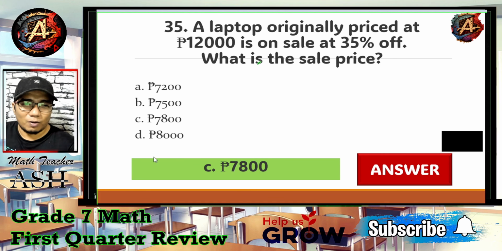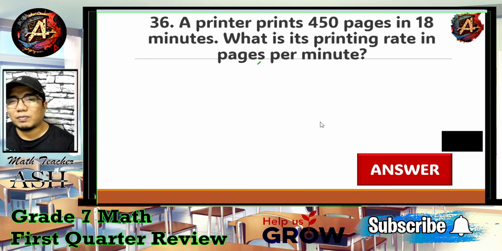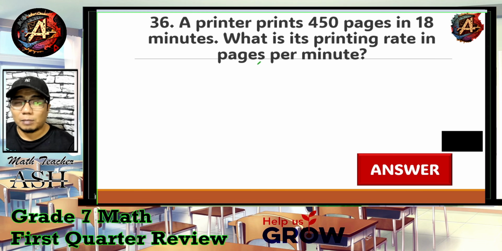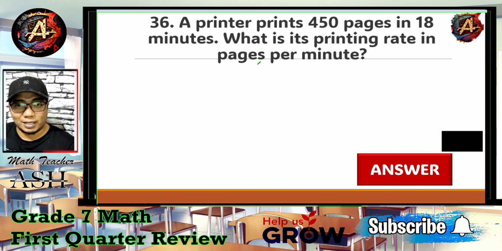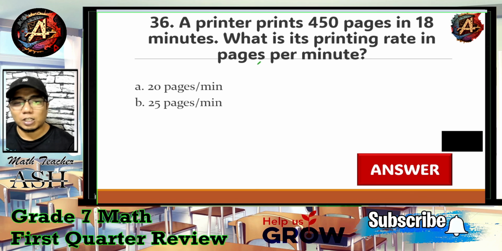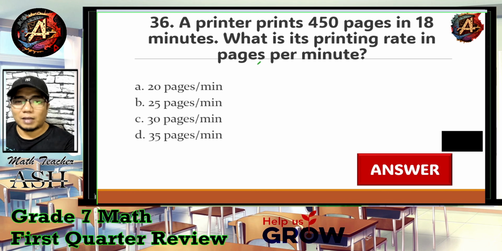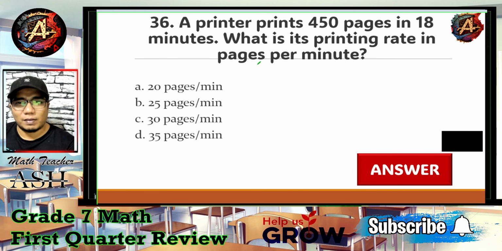All right, now let us go to question number 36. A printer prints 450 pages in 18 minutes. What is its printing rate in pages per minute? Is it A, 20 pages per minute, B, 25 pages per minute, C, 30 pages per minute, or D, 35 pages per minute? I'll give you 5 seconds to think about your answer.